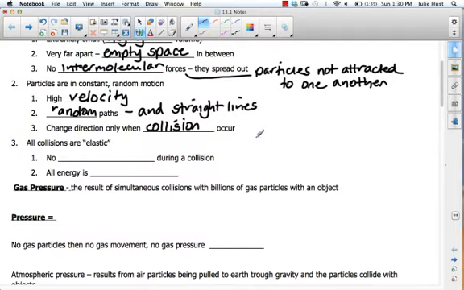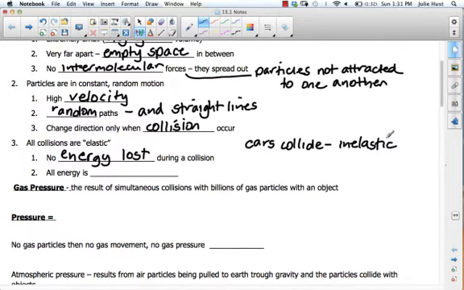The third point of the kinetic molecular theory of gases states that all collisions are elastic. That means that there is no energy lost during a collision. If collisions were elastic, like when two cars collide, no energy would be lost. So when they would collide, they would then go on in a different direction, but still at the same rate of speed, or the same total rate of speed. That's not true. So when cars collide, we say that collision is inelastic. But again, gas particles, we consider their collisions elastic. And also, since no energy is lost, we can say energy is conserved.